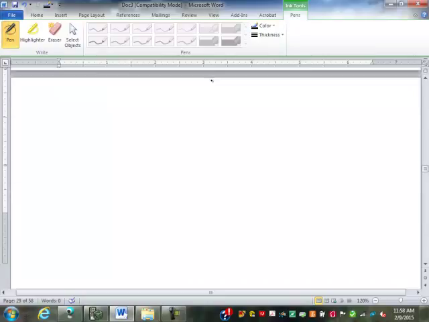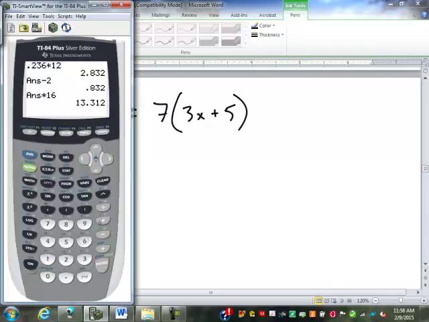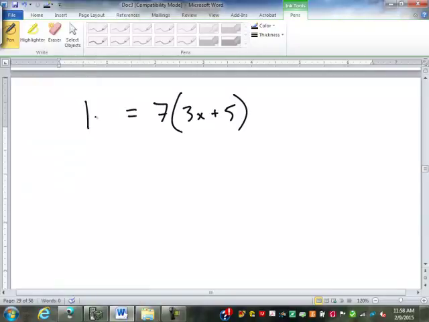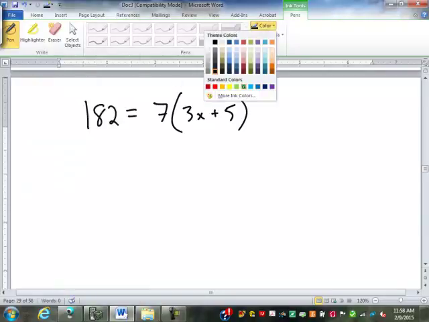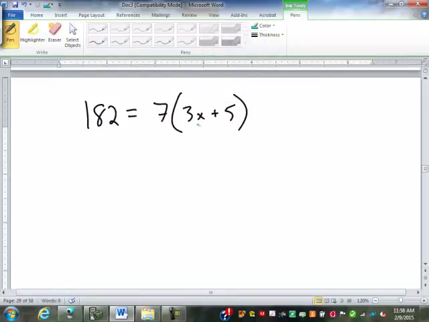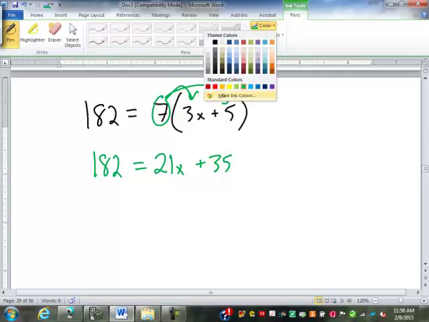Let's do one more like that. Looking at something like this. Now again, we see parentheses, nothing that can be done inside the parentheses. 3x plus 5 cannot be combined. So we're going to distribute the 7. 7 times 3x is 21x. 7 times 5 is 35. And that still equals the 182.